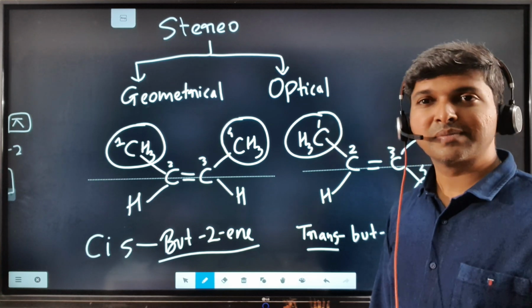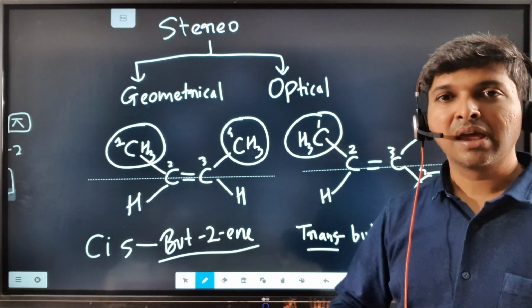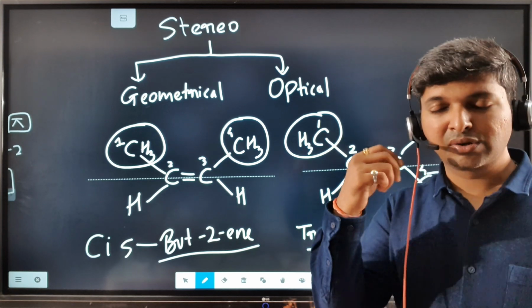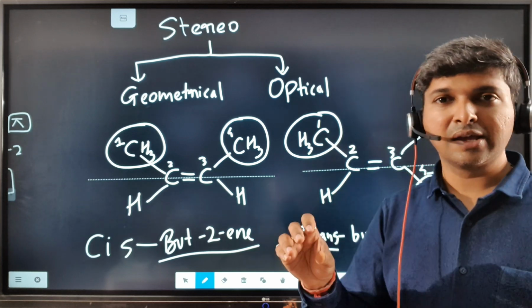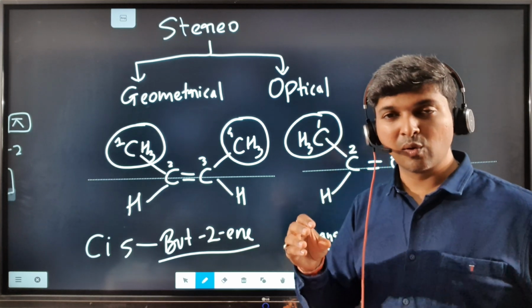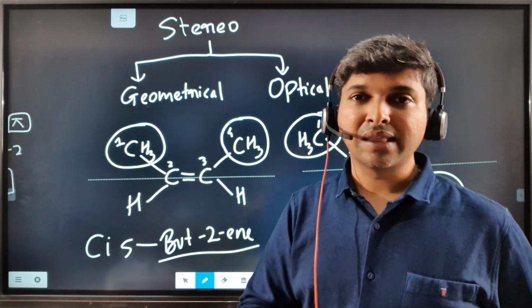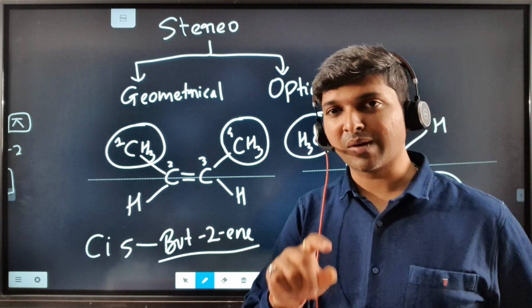Now, optical isomerism is something which I have explained in Biomolecules Part 1. I'll drop the link in the description, you can just click on that link and you can see the entire optical isomerism. What is levo, dextro, what is a chiral carbon, explained in super detail. Don't miss out on that. To understand optical isomerism, I've explained that in Biomolecules Part 1 of my video.